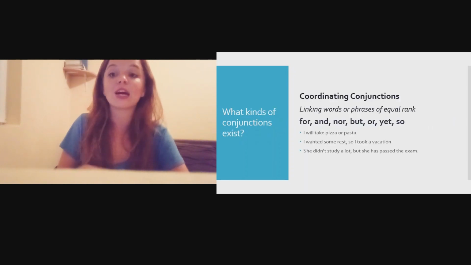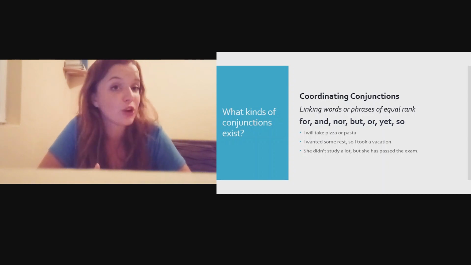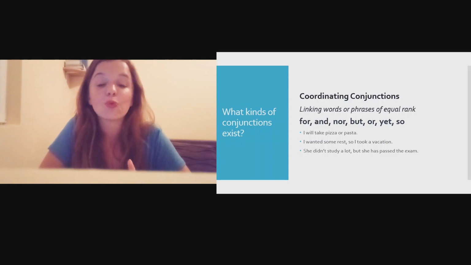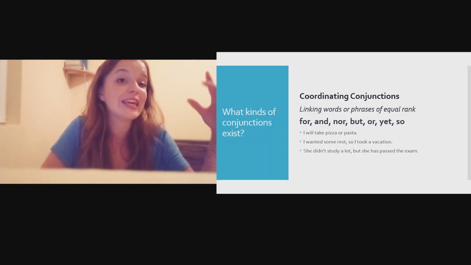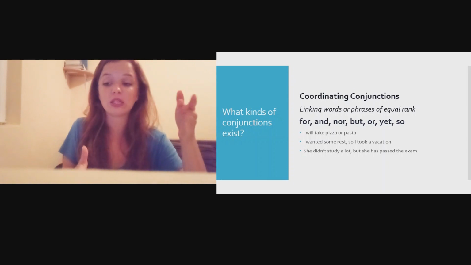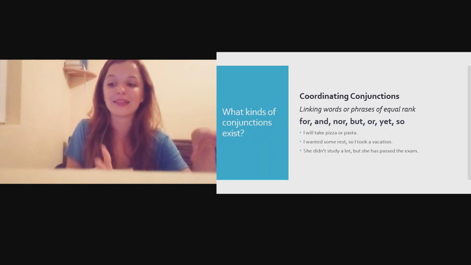So we have a couple of types of conjunctions in the English language. A couple of kinds, and the first one is coordinating conjunctions. So the first kind refers to coordinating conjunctions. What are these? These are linking words or phrases of equal rank, equal grammatical rank, equal grammatical value. And some of the examples are for, and, nor, but, or, yet, and so.